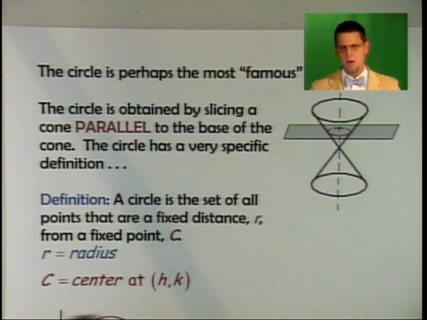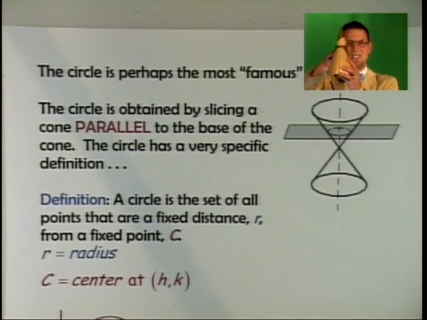Okay? But there is a specific definition of a circle, and we want to look at how we actually obtain that from a cone. How do you get a circle from a cone? Well, if you take the cone, here's the cone, and you slice that cone parallel to the base. Okay? You slice it off. The cross section that you get right here is in fact a circle. Okay?